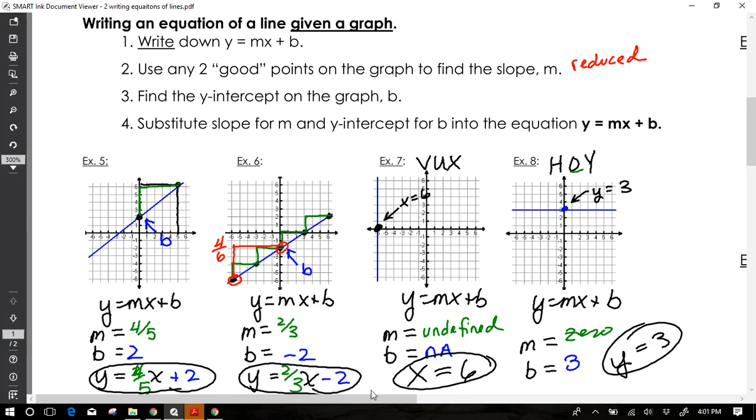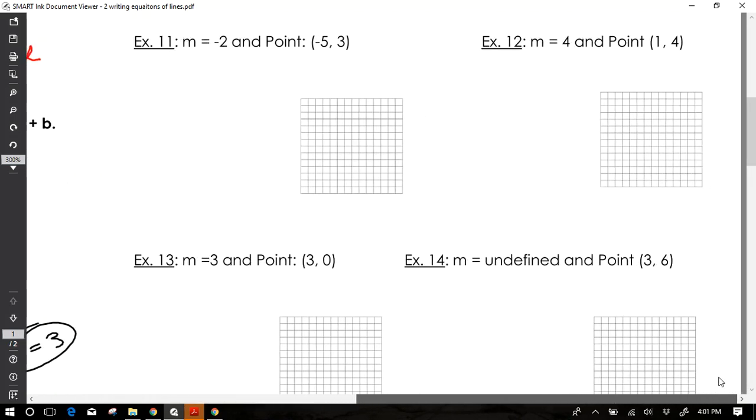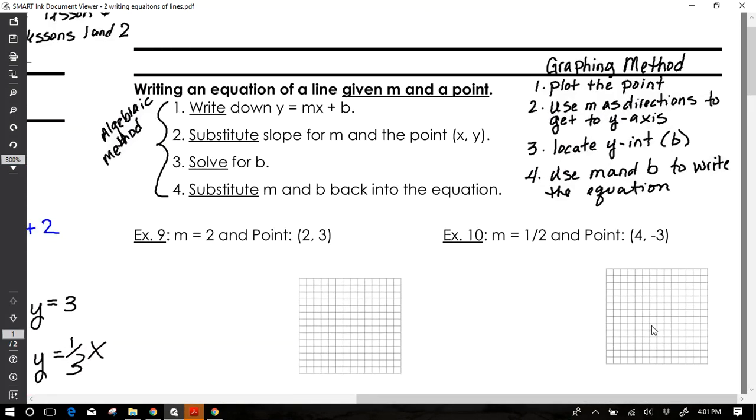Let's go take a look at the other side of our paper. Examples 9 through 14. Now I did add some notes to the top of mine. So if you need to pause this video and add those notes, go ahead and do that. What we're going to do now is, given an m and a point, I don't know the y-intercept anymore. I do know the slope though.